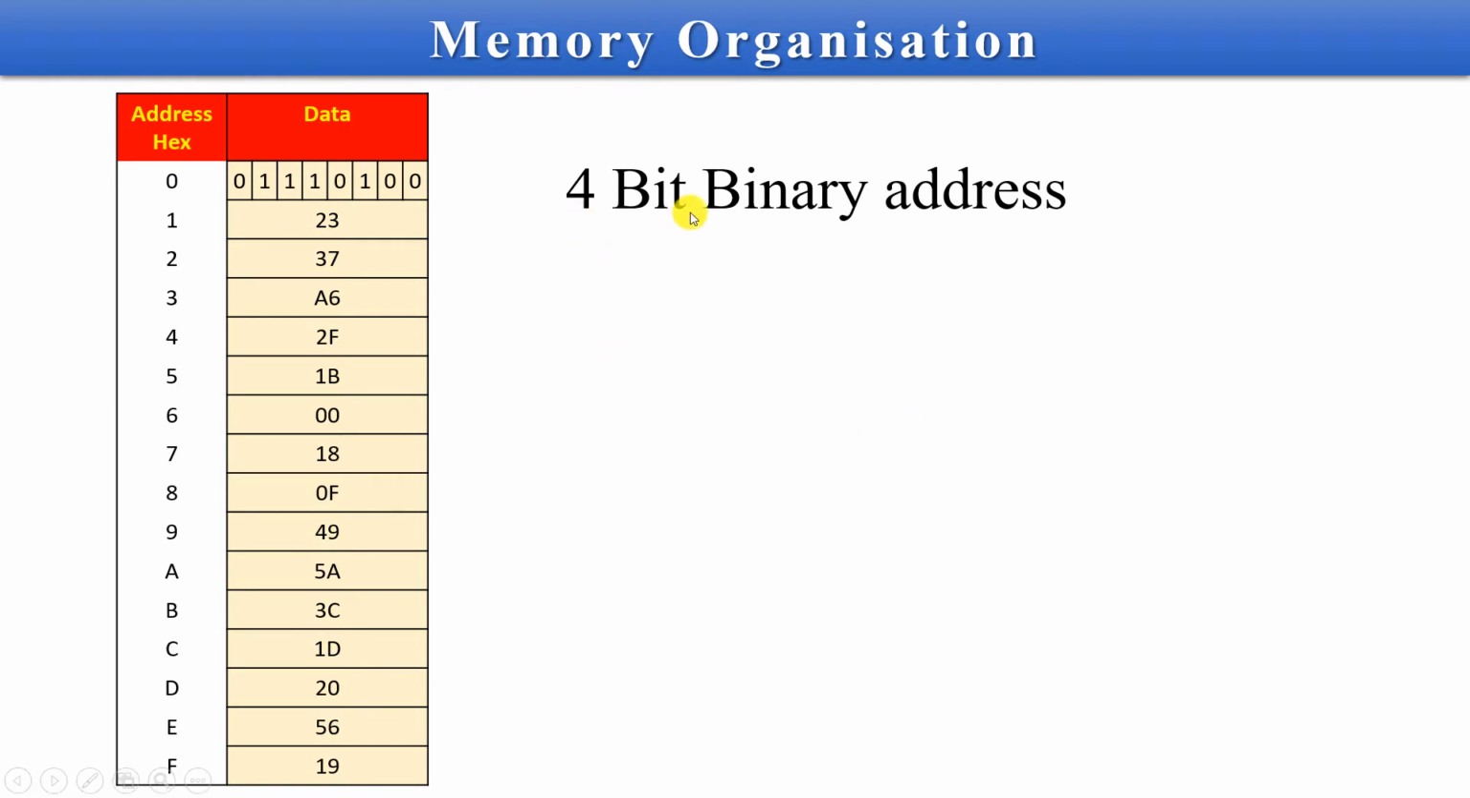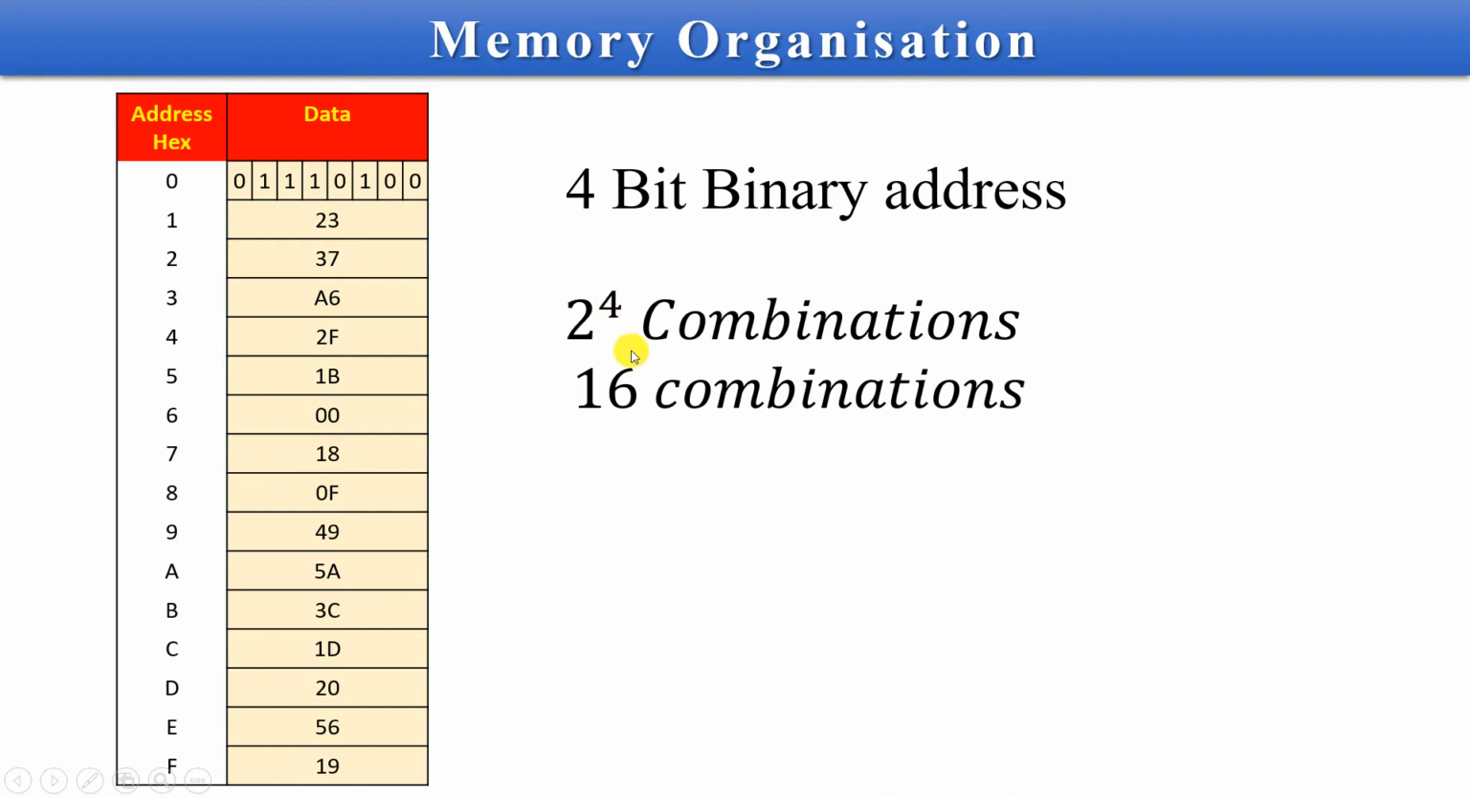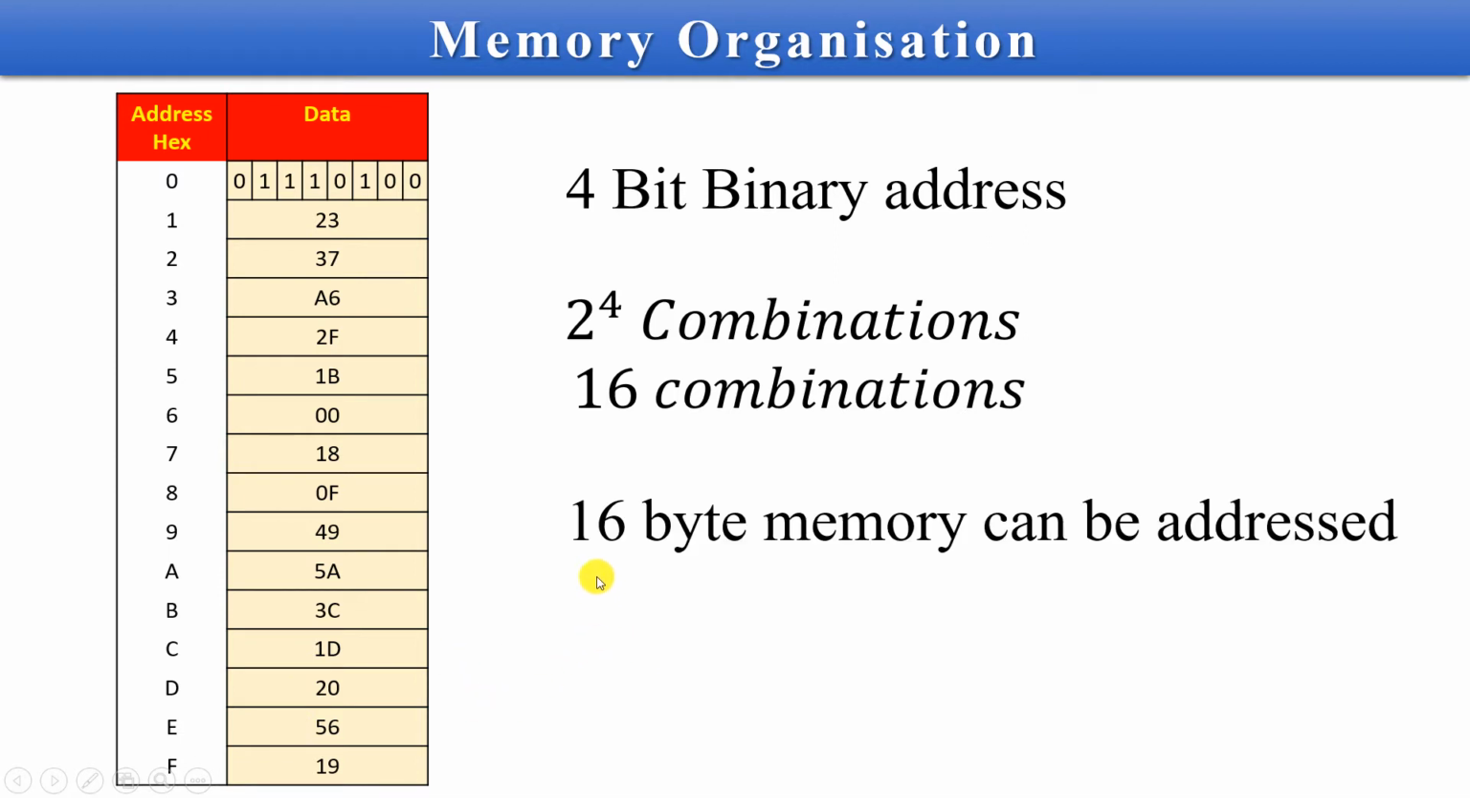So there are 4-bit binary addresses, that is what we have seen. The binary address was 4-bit, and therefore 2 raised to 4 combinations are possible. As a result, there are 16 combinations. So 0 to 15 or 0 to F, they are the 16 combinations which work out in this particular block of memory, and therefore 16 bytes can be addressed with the help of 4 binary digits.